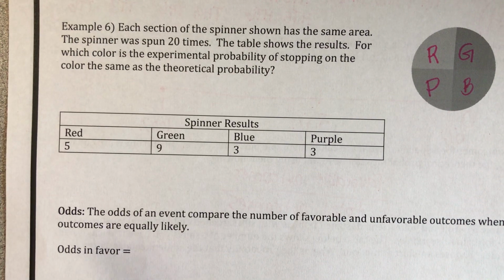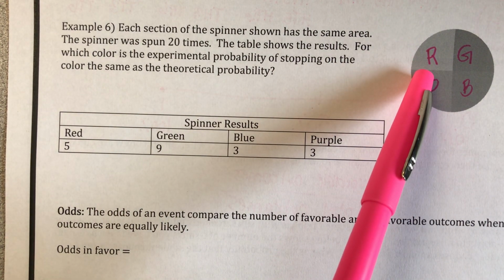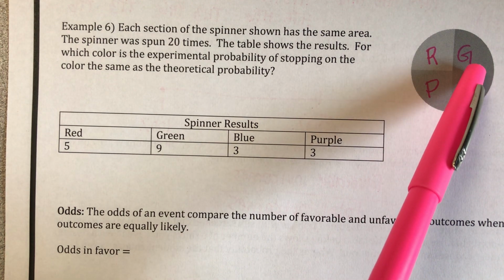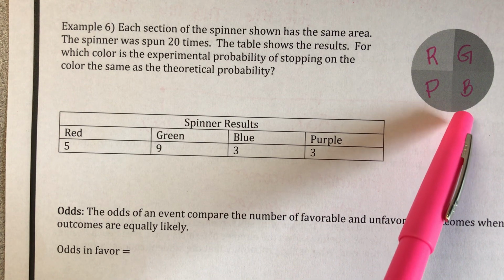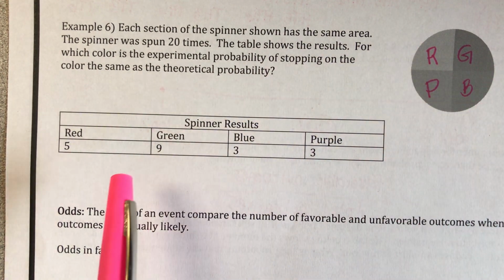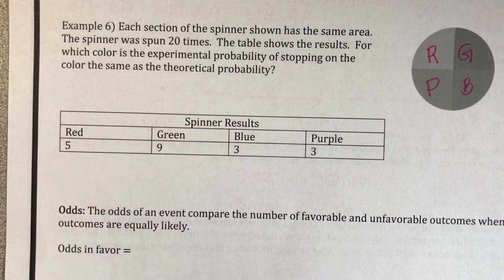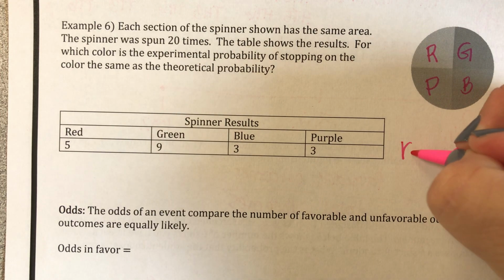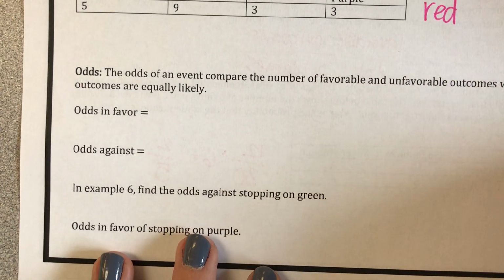So let's think about, in theory, if I spin this 20 times, how many times am I going to get red? 5. How many times am I going to get green? 5. 5 and 5, right? If it's 20, I should get, in theory, 5 of each of these colors, 5, 10, 15, 20. So in reality, I got 3 purple, 3 blue, 9 green, and 5 red. So red is the only one that I actually got 25% of the time.